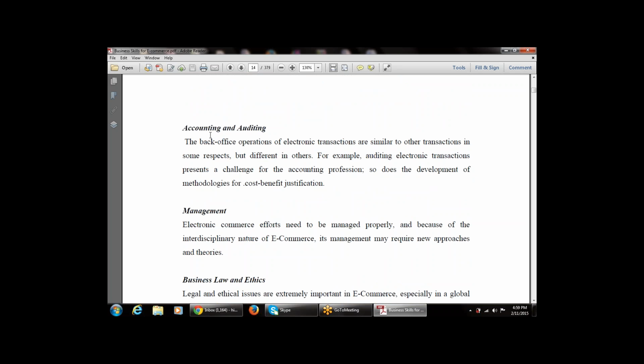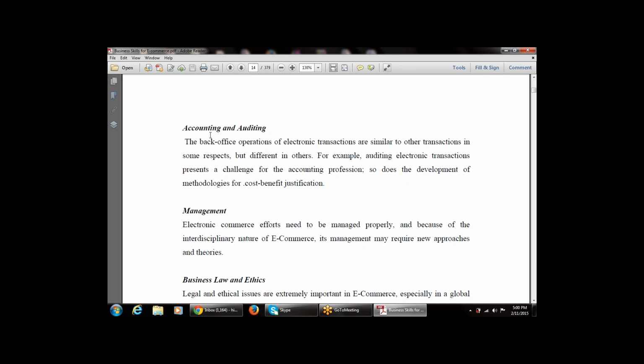The back operations of electronic transactions are similar to other transactions. So whenever there is a back operation of an electronic transaction, it is very similar to other transactions in some respects but different in others. For example, using electronic transactions presents a challenge for the accounting profession. Thus the development of methodology can justify this.